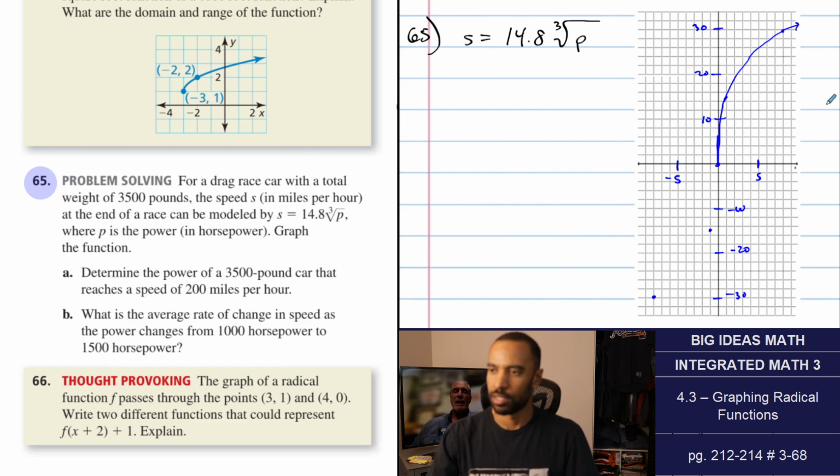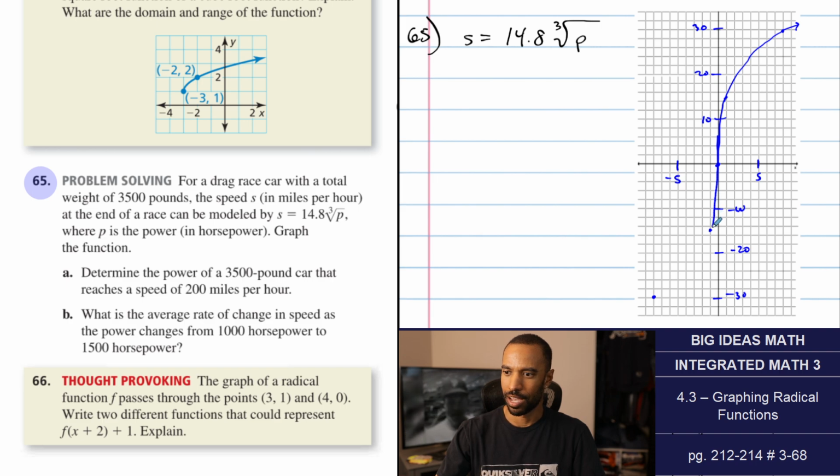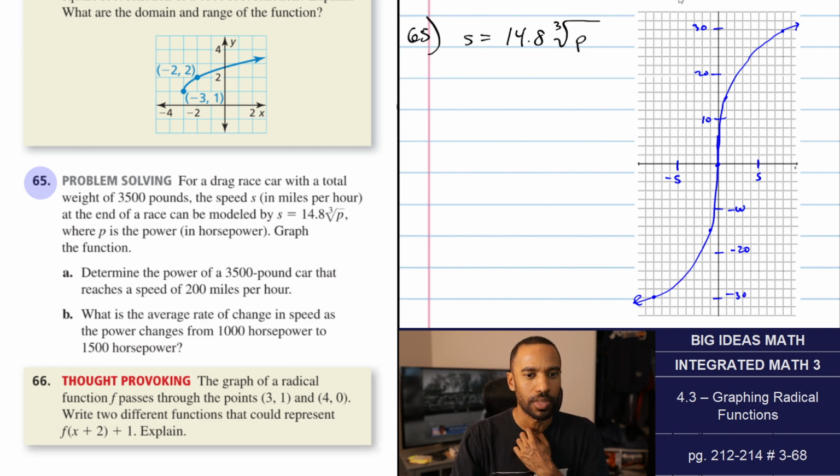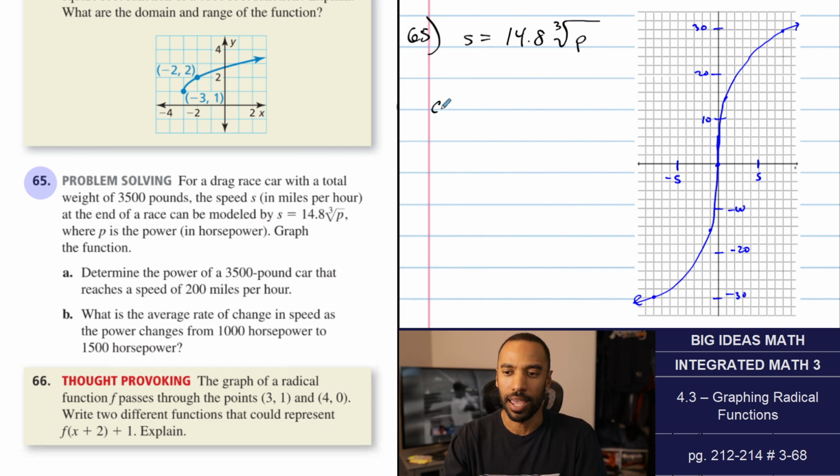Let's go like that and like that. It's a cool curve. I like it. Okay, that's actually kind of cool. All right, so they said graph it. That's not even part A. Part A, determine the power of a 3,500 pound car that reaches the speed of 200 miles per hour.